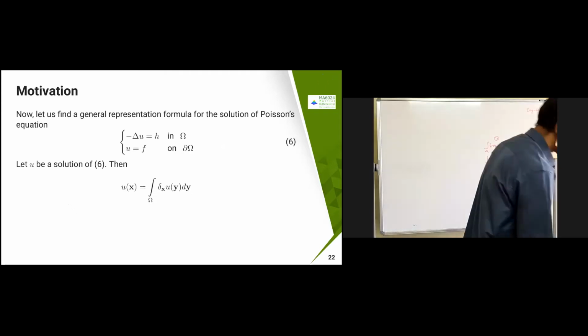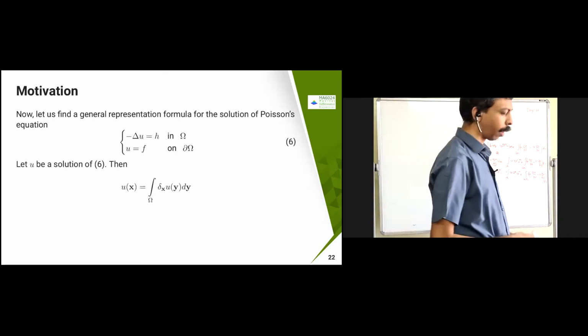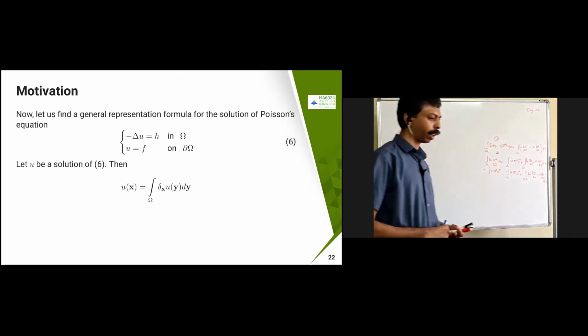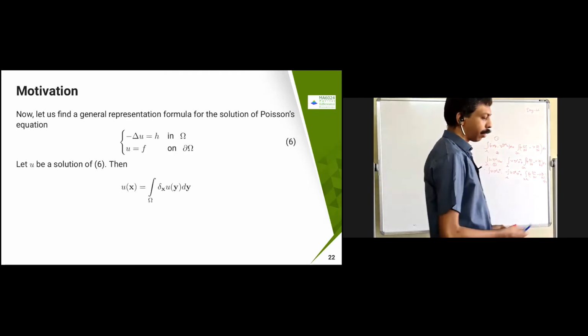the motivation of Green's function. How do we arrive at this Green's function? So that motivation will come. Let's find the general representation formula for the solution of the Poisson equation.